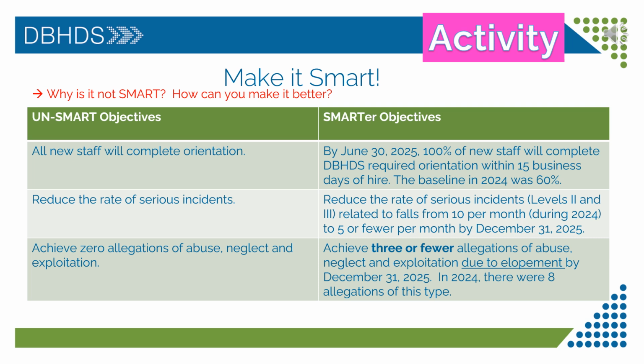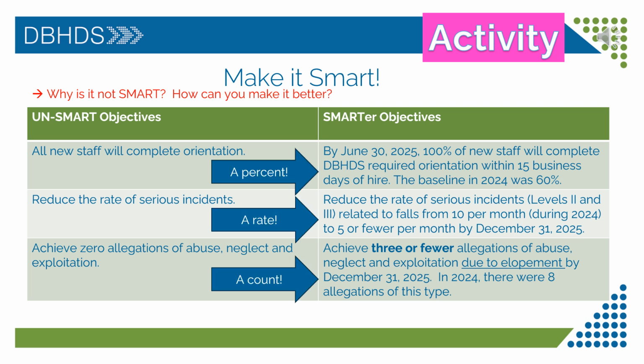Their last one here is the unsmart objective is achieve 0 allegations of abuse, neglect, and exploitation. The smarter objective is achieve 3 or fewer allegations of abuse, neglect, and exploitations due to elopement by December 31, 2025. In 2024, there were 8 allegations of this type. So they feel like achieving 0 is probably not realistic or achievable. So they made their goal from 8 last year to 3 or fewer this year.